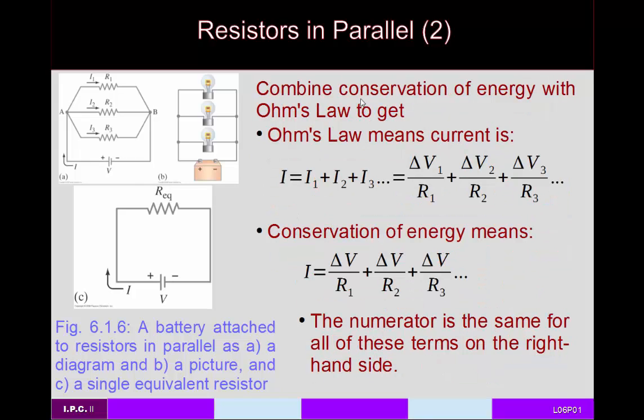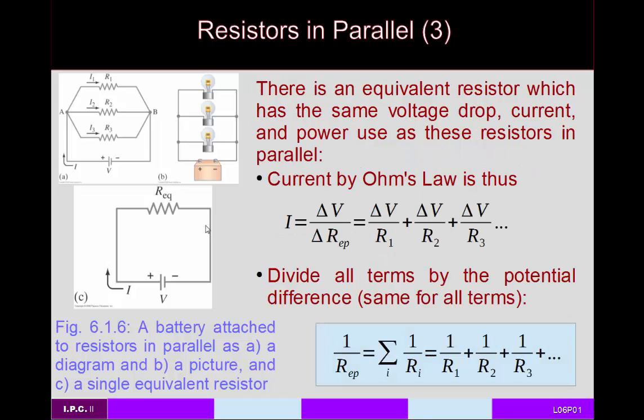If you combine conservation of energy with Ohm's law, what you end up getting is that the current, which is equal to I1 plus I2 plus I3, must be equal to delta V1 over R1 plus delta V2 over R2 plus delta V3 over R3. We're combining here conservation of energy, conservation of charge, and Ohm's law. Conservation of energy has implied that this is so, and we notice that the numerator is the same in all three of these cases, delta V, delta V, delta V. The equivalent resistance must obey all these same laws.